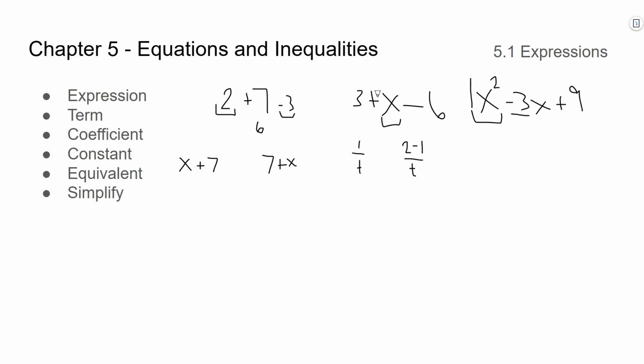So how about this one right here? We have 3 plus x minus 6. Well, we don't know what x is, so we don't know what we would add to 3. So we have to leave x as a variable. But we can do 3 minus 6. And 3 minus 6 would be -3. So simplified down, this could be written as x minus 3 or -3 plus x, whatever you prefer. They are equivalent. And this expression right here is already simplified because you can't combine x squared along with x.